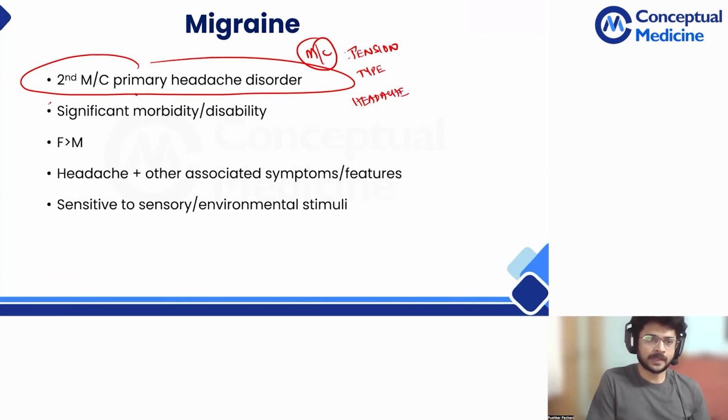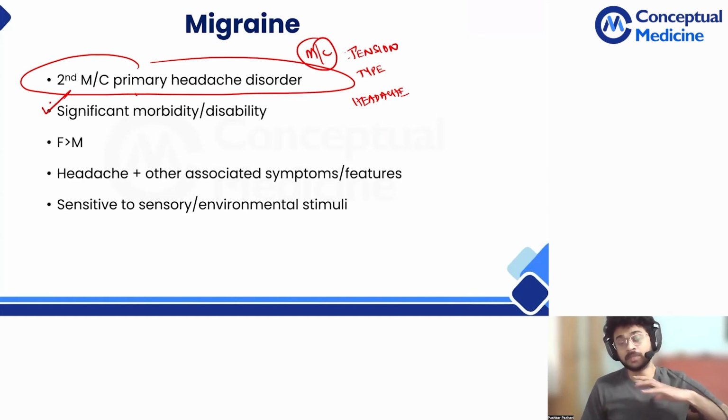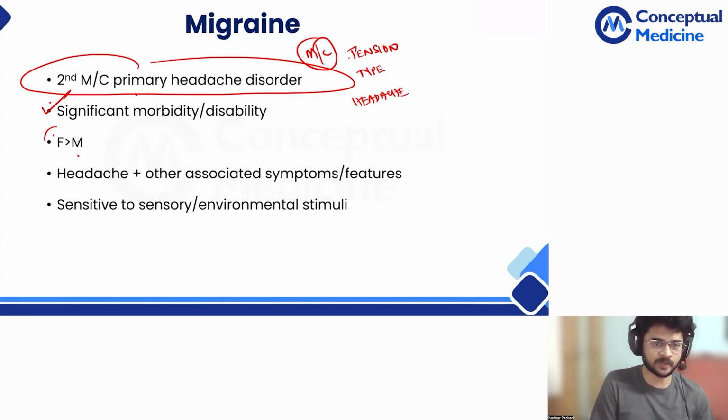All right. So migraine is responsible for quite significant neurological morbidity as well as disability. A lot of leaves, a lot of loss of work days because of migraine headaches. It's more common in female patients.